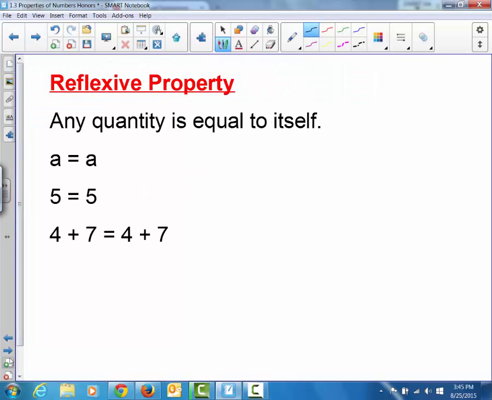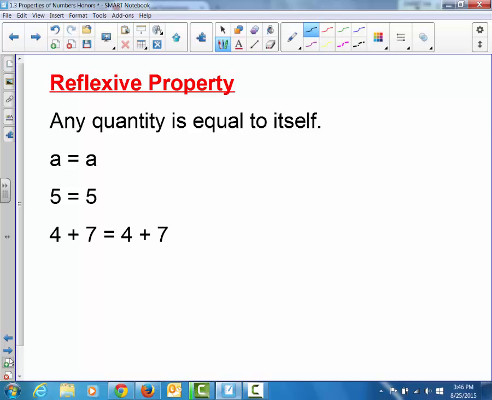Alright, now the reflexive property. A lot of this is going to be vocabulary, things that you got to learn just to be able to converse in algebra later on in the course, okay? And to use these properties to be able to solve problems that require you to think them through, okay? So very important that you learn these vocabulary terms.